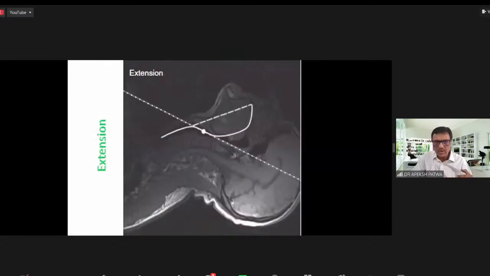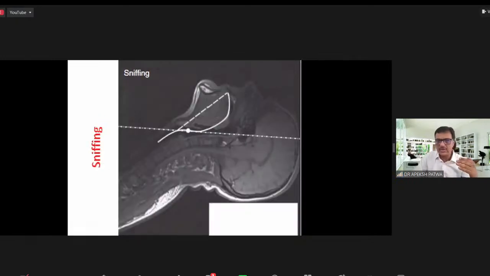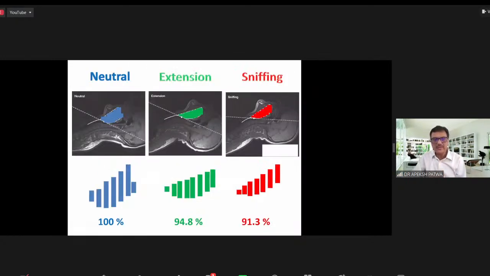If you change from neutral to extension, because of stretching of the submandibular tissue, the area reduces. If you further change from extension to sniffing, it further reduces. And as per this publication, if you change the position from neutral to sniffing position, there will be a 10% reduction in the submandibular tissue area. So if there is a 10% reduction, less force is required in sniffing position compared to neutral position.